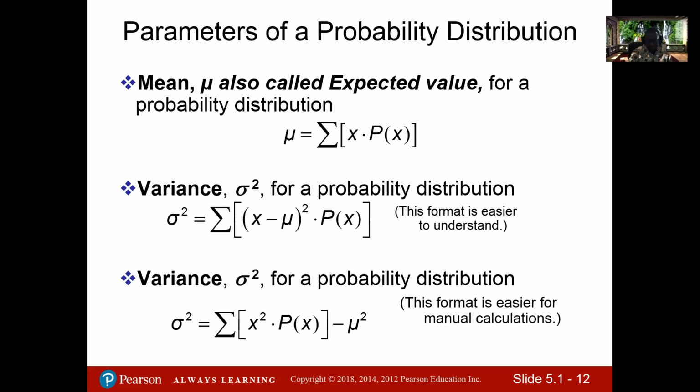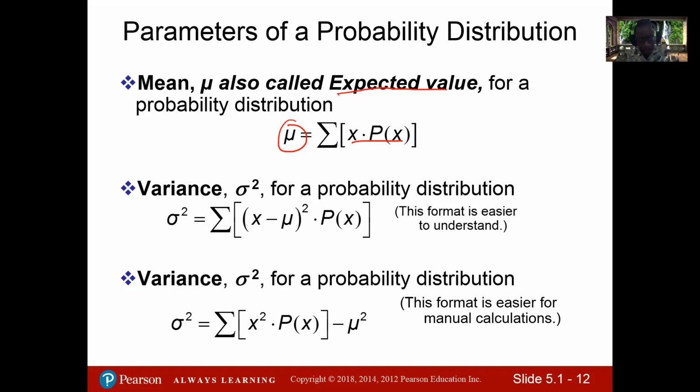The mean is denoted by mu, and mu is the sum of X times the probability. This is the same as what we call the expected value. Remember what we did in chapter 3, where we found the mean and standard deviation. But here, the mean is not given by the sum of x divided by n.